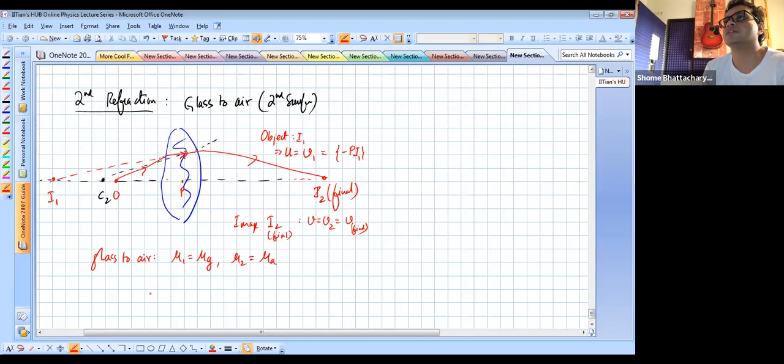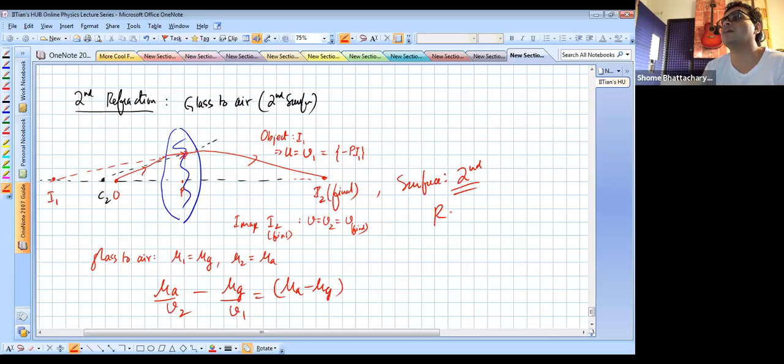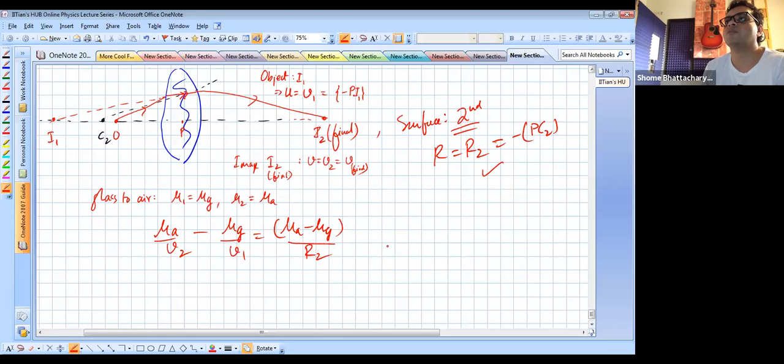So mu2, that is refractive index of air, divided by V, which is actually V2, the final image position, minus mu1, which is refractive index of glass, divided by U, which is V1, is equal to mu2 minus mu1, so air minus glass, divided by R. One thing I forgot here, the surface that is refracting is the second surface. Okay. So R I should take as R2, which in this case with the proper sign would have been minus PC2, the position of this center of curvature C2 with respect to this pole, but in general we are writing it as R2. So this is becoming my formula. So this is the second formula.